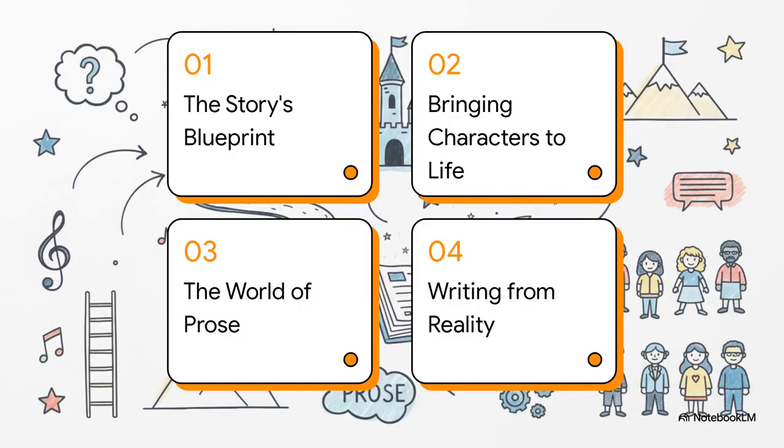So let's dive in. Think of our toolbox as having 4 main trays. First up, we're going to look at the story's blueprint, the basic structure of fiction. Then we'll get into bringing characters to life. After that, we'll explore the world of prose. And finally, we'll see how writers use their tools to capture reality itself.